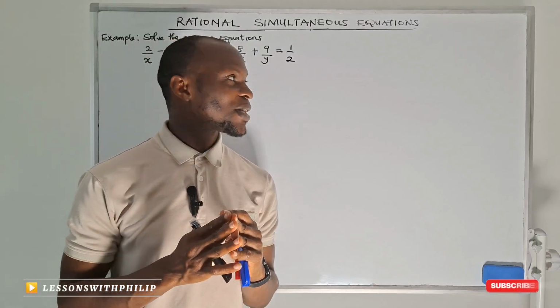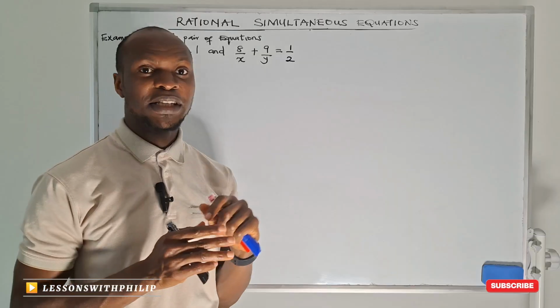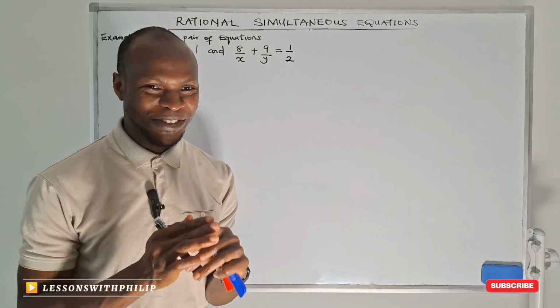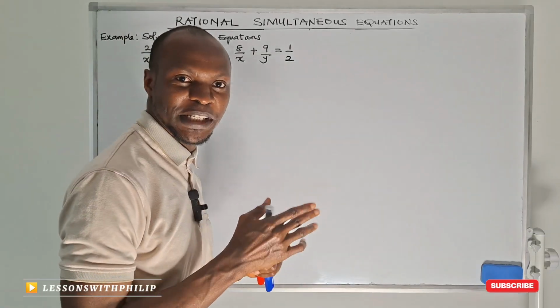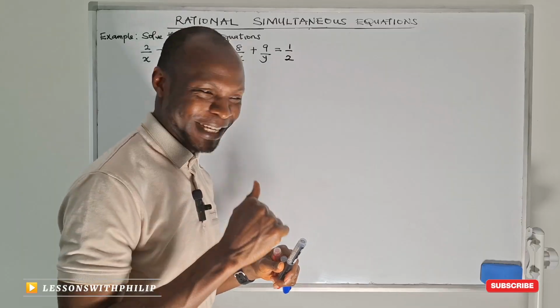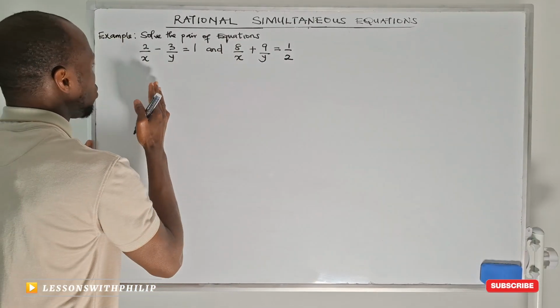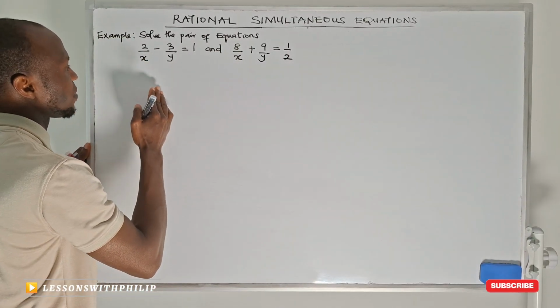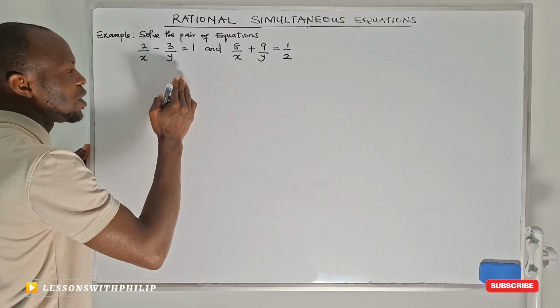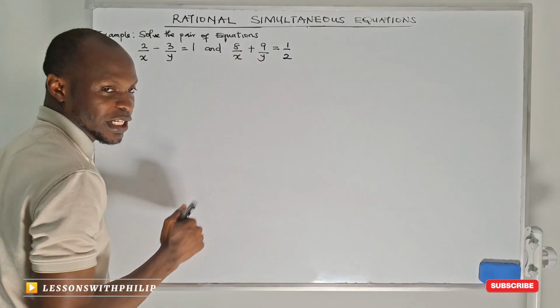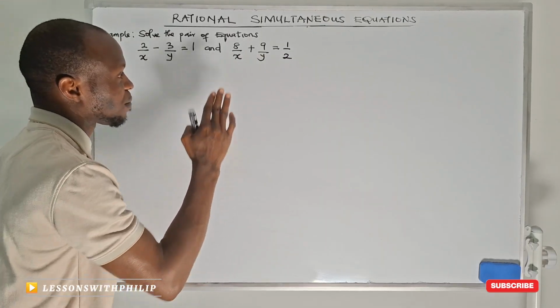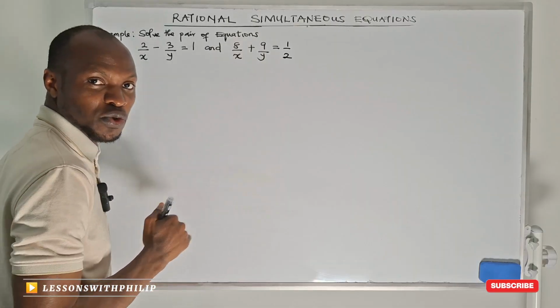Our class will be centered on rational simultaneous equations. Here on the board we have a simultaneous equation to solve. Let's go together, okay? We are told that 2 divided by x minus 3 divided by y equals 1. And we have the second equation here, 8 divided by x plus 9 divided by y equals half.